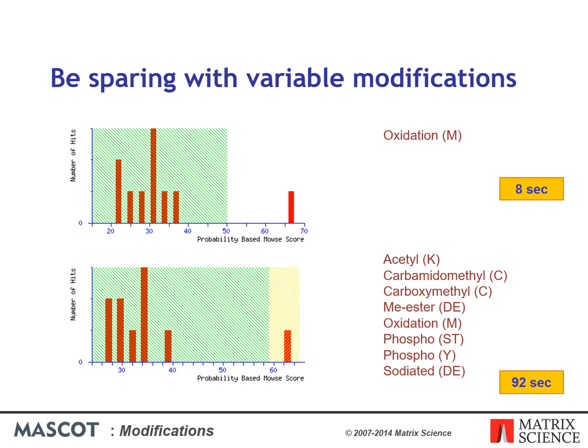By the way, the yellow region in the histogram indicates scores above the homology but below the identity thresholds. You will only see these regions highlighted in an MS/MS search report if it is a search of a single spectrum.